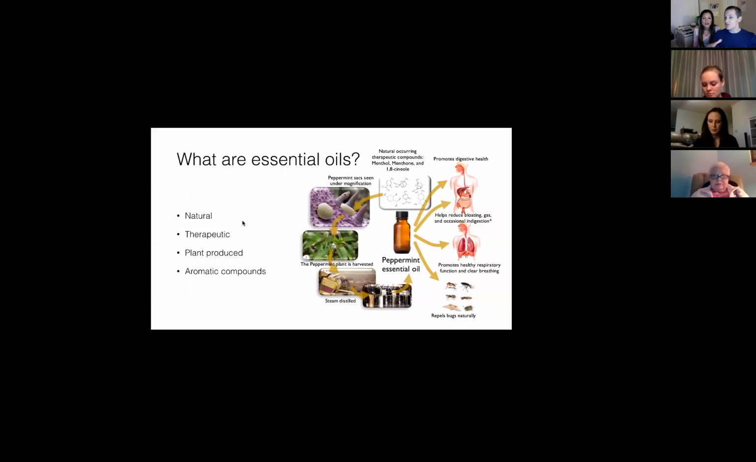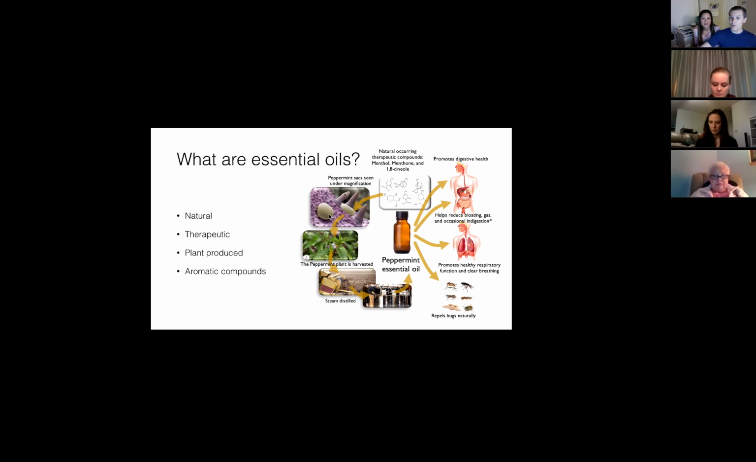So essential oils, if you're not familiar with them, are basically plant extracts. They're naturally occurring therapeutic compounds that are found in plants. They're lipids, so they're oils, and they smell really nice. They're aromatic compounds. If you look at this peppermint plant here, there are these white sacs on the peppermint leaf. That's where the essential oils are found on peppermint. They could be found in any part of the plant: barks, wood, flowers, berries.